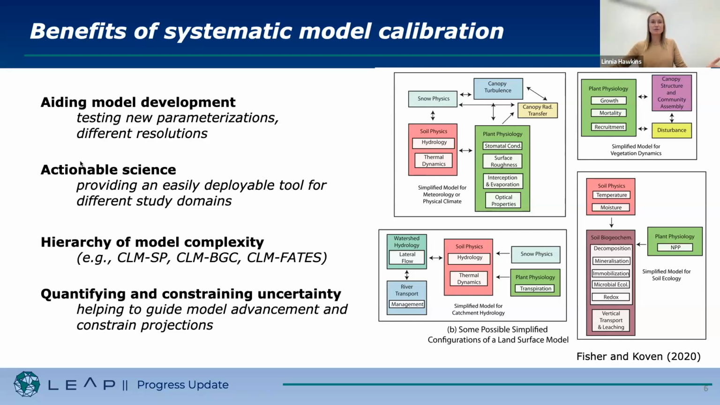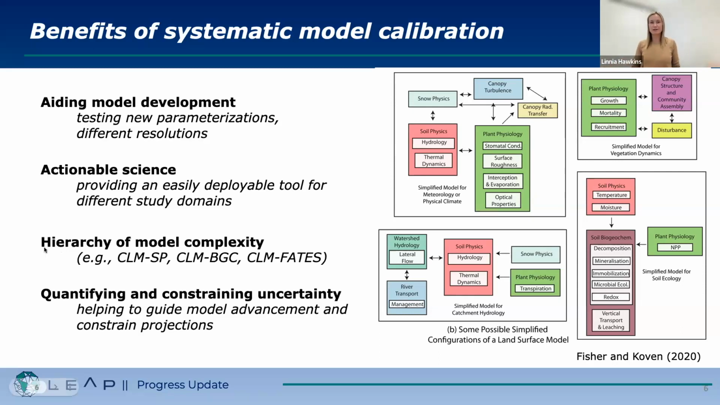And then second, for actionable science. So Earth system models are really increasingly being used for actionable science. And often those types of studies take place at small scales, site level, regional level. And we want to ensure that CLM is easily deployable as a tool for these types of studies. And so we want to be able to estimate parameters for a specific domain, or a specific resolution again, or a specific region of the world. So again, having these methods in place will help support our actionable science efforts as well.